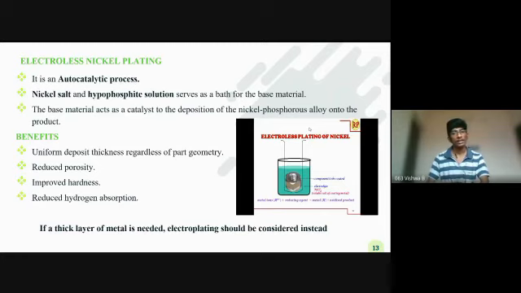When a thick layer of metal is needed, we cannot use electroless plating, because without electricity it is impossible to coat a highly thick layer. But with electricity, it is possible to coat a highly thick layer of metal, only when using the electroplating process. Okay, so that's the end of my session.